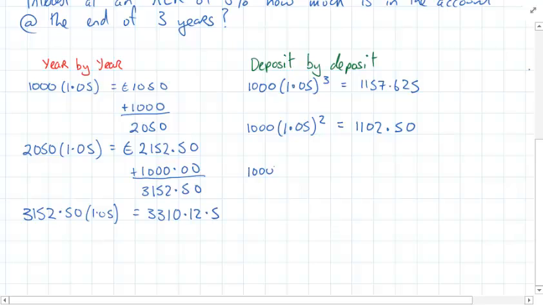Let's take the third €1,000 I deposit. So how much is that going to be worth at the end of the third year? Well, it only goes in at the start of the third year, so it only earns interest for 1 year.